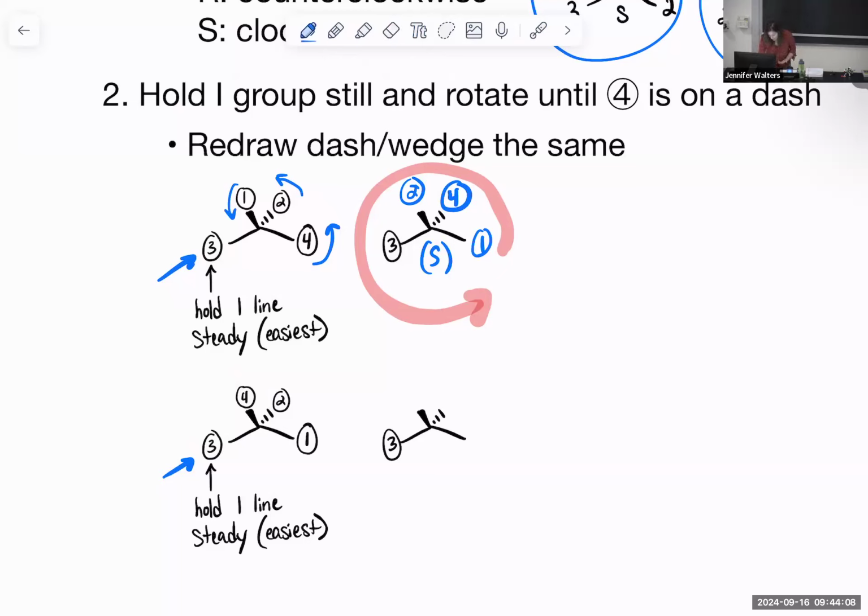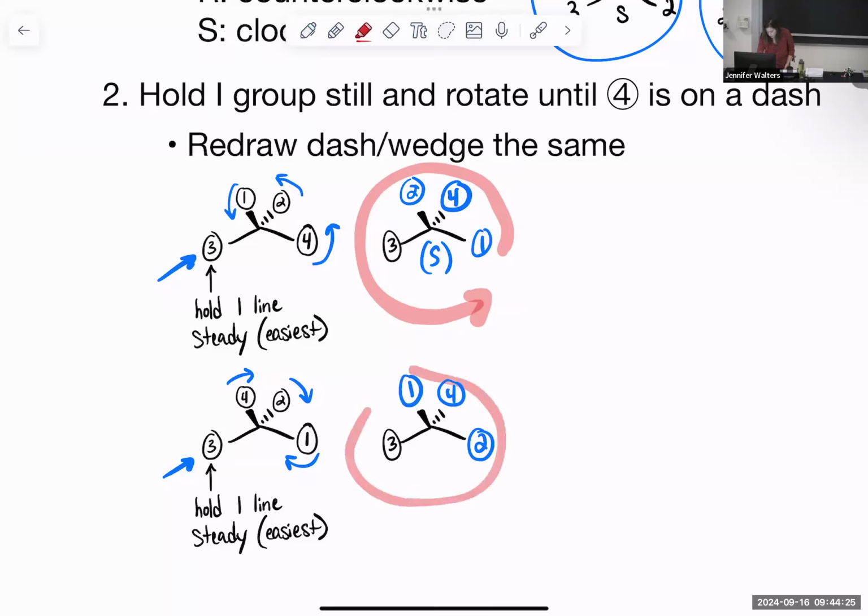Cool. Now I'm going to push that wedge to the dash. The dash will go to the line will go to the wedge. Everything just takes 1 step over. So wedge went to dash, dash goes to line goes to wedge. And now when I connect 1 to 2 to 3, I see that that is clockwise, so that is R. It is always R.